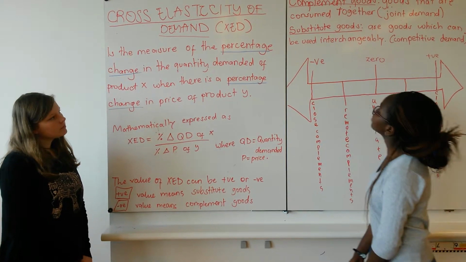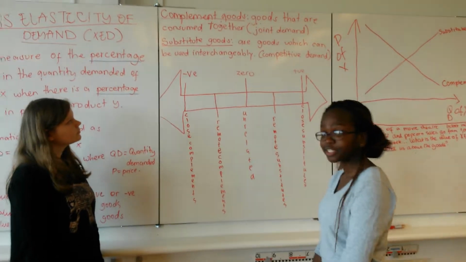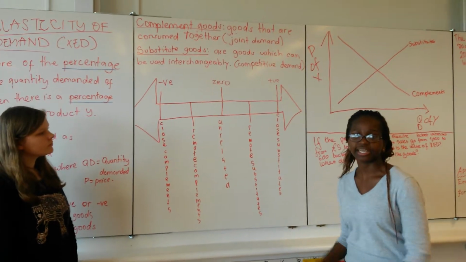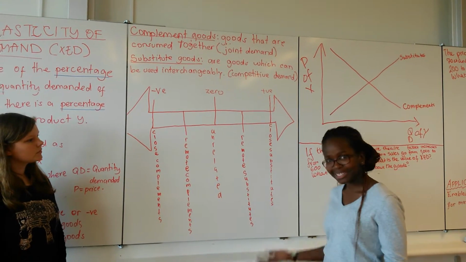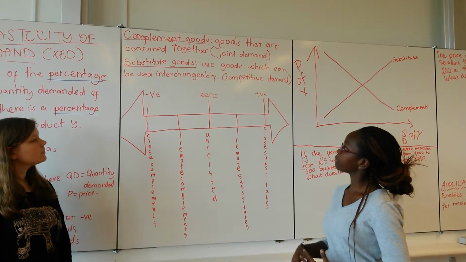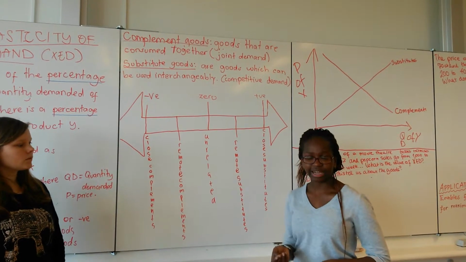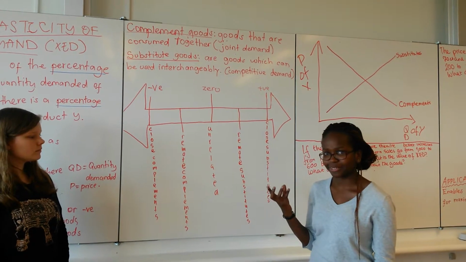Okay, so complement goods are the goods which can be consumed together, and they're in joint demand. An example of this would be bread and butter. And substitute goods are the goods which can be used interchangeably. That is, for example, an iPhone 5 and a Samsung Galaxy S4. You can use either one or the other.